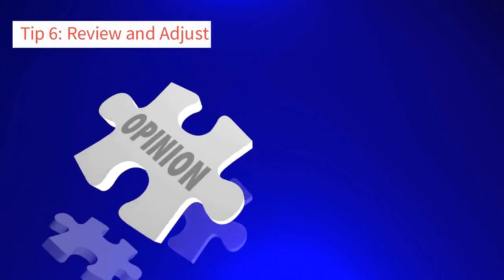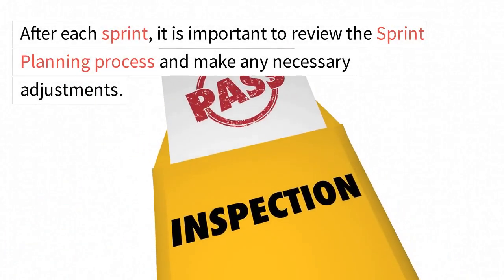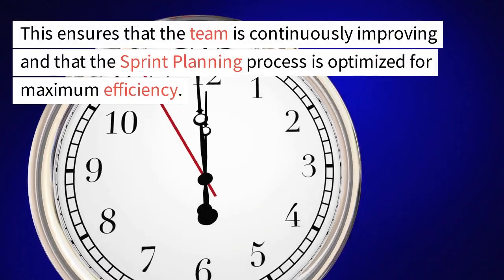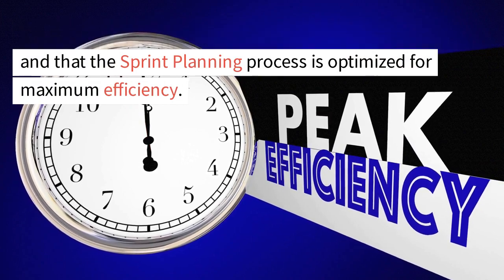Tip 6. Review and adjust. After each sprint, it is important to review the sprint planning process and make any necessary adjustments. This ensures that the team is continuously improving and that the sprint planning process is optimized for maximum efficiency.